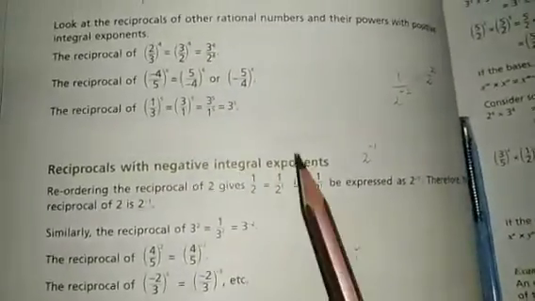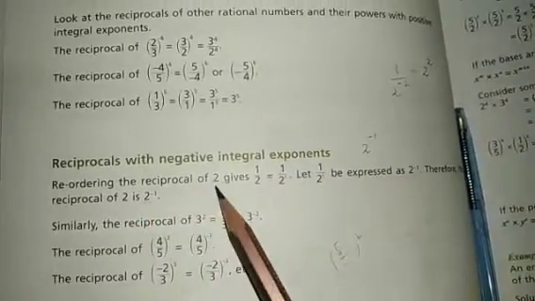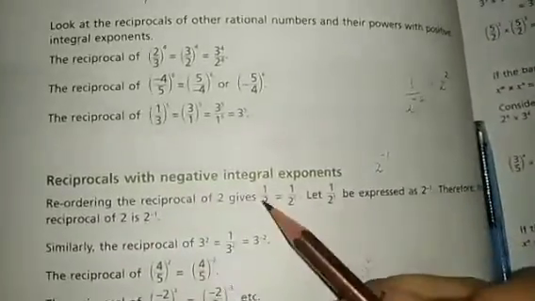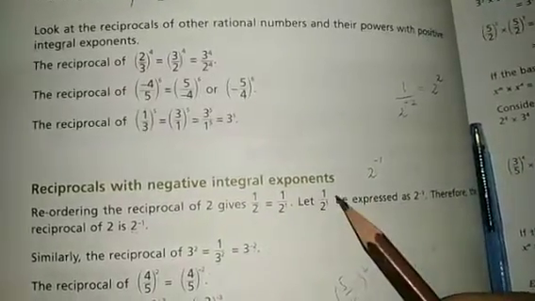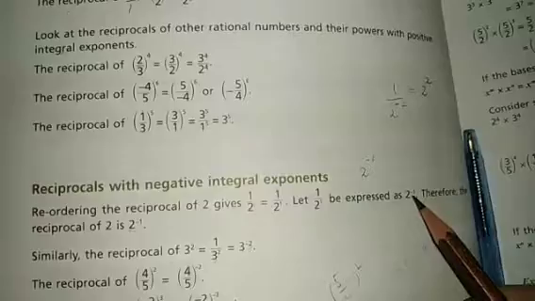Reciprocals with negative integral exponents. Reordering, the reciprocal of 2 gives 1 over 2. So 1 over 2 can be written as 1 over 2 power 1. Let 1 over 2 power 1 be expressed as 2 power minus 1.